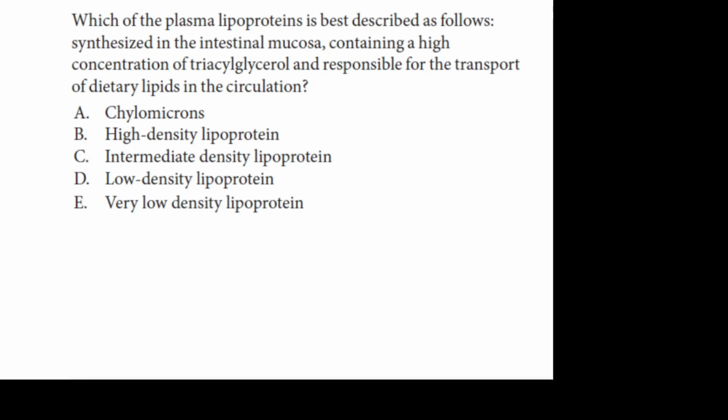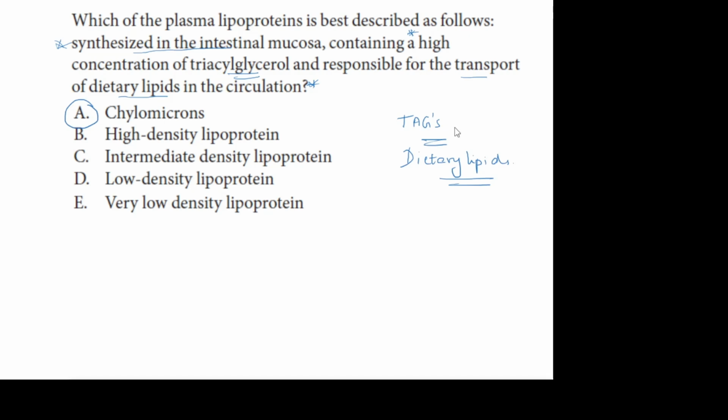Now we have the second question. Which of the plasma lipoproteins is best described as follows? It is synthesized in the intestinal mucosa, which is the first point, contains a high concentration of triacylglycerols, which is the second one, and it is responsible for the transport of dietary lipids in the circulation, which is the third point. So here, synthesized in the intestinal mucosa and more triacylglycerols, especially the dietary lipids, the most common lipoprotein which satisfies all these features is chylomicrons.